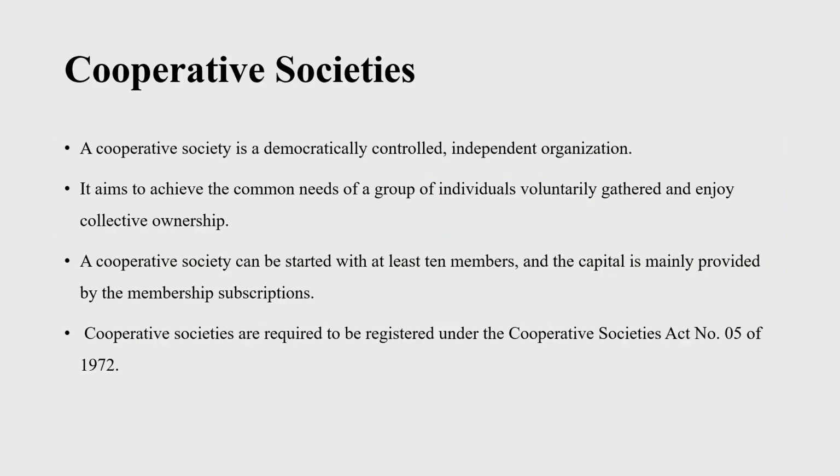Next one, cooperative societies. We can define a cooperative society like this. A cooperative society is a democratically controlled independent organization that shares collective ownership. To start a cooperative society, there should be a minimum of 10 members. Capital is raised by members' subscriptions. Initial capital is provided by the members. Cooperative societies are required to be registered under the Cooperative Societies Act number 5 of 1972.